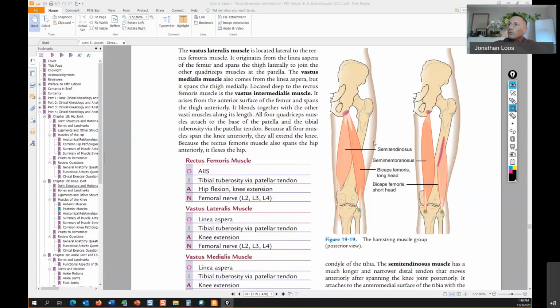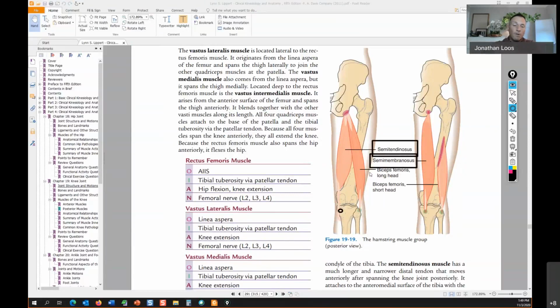Let's use black. So semitendinosus and semimembranosus, these are your medial hamstring muscles, right? Semitendinosus is more superficial, but its tendon comes down and around to the front. And then the semimembranosus is going to attach here on the medial aspect as well. So medial, semitendinosus and semimembranosus; lateral is going to be your biceps.